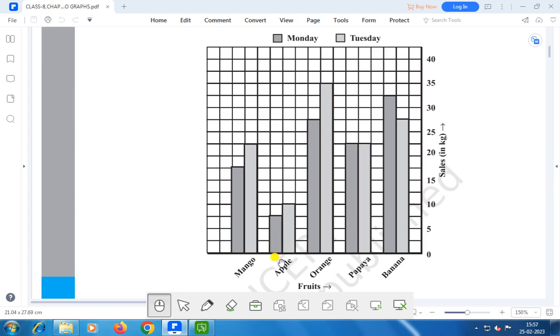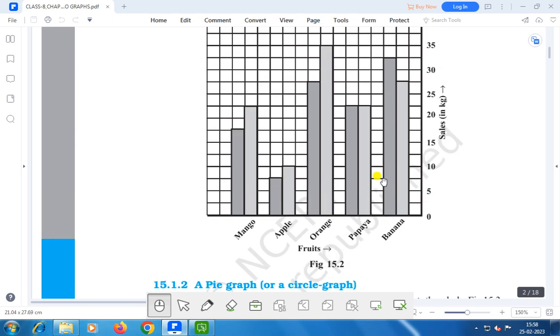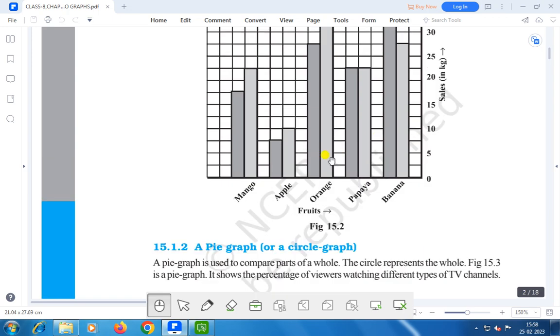Right? This is the same as that. Apples on Monday, apples on Tuesday. Oranges on Monday, oranges on Tuesday. Papaya on Monday and Tuesday. Banana on Monday and Tuesday. Okay, these are the fruits, and this is the sales in kg. Right? This is the double bar graph.